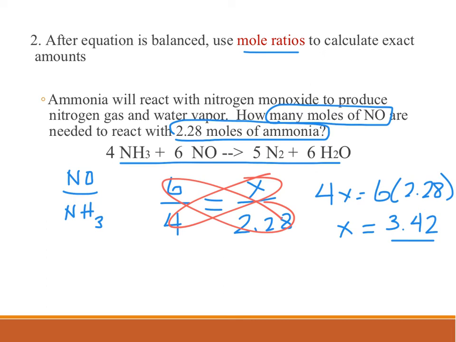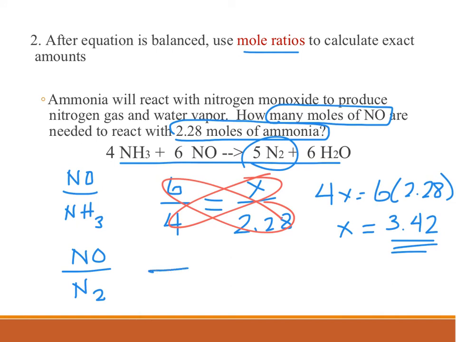We can figure out how much we're making. So if we wanted to go on further and say, well, how much nitrogen gas is going to be produced from this 3.42 moles of nitrogen monoxide, you could set up that ratio too. You could look at nitrogen monoxide and nitrogen gas. We know we have 3.42 moles of nitrogen monoxide. We just calculated that out. Oh, I put that in the wrong place. Let me quick erase this so as to not confuse you.